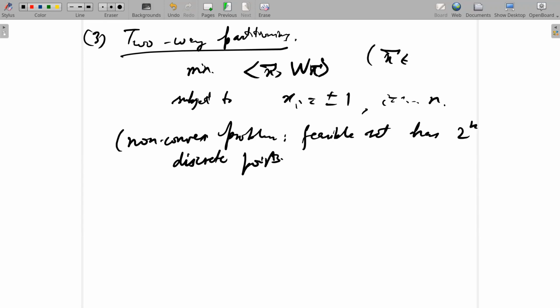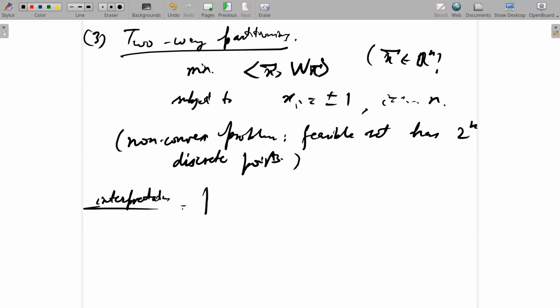Here x is supposed to be in Rn. So that's why you have 2 to the n discrete points. And the interpretation of the problem is the following. You want to partition a set into two parts, and there is a cost associated with putting two things in a certain group or not putting them. Like maybe they're very good friends, and if you put them in the same group, then you get a benefit out of it in terms of work or whatever.